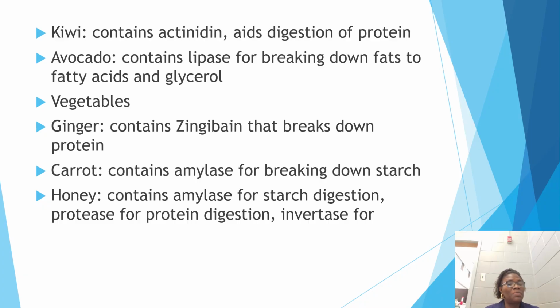Then some of the vegetables that I've listed here, like ginger. Ginger contains the enzyme zingibain, that helps in the breaking down of protein. Then carrot contains amylase, which is important in breaking down starch. Then honey contains amylase also, which is important for breaking down starch. It also contains protease, which is important in protein digestion, as well as invertase.